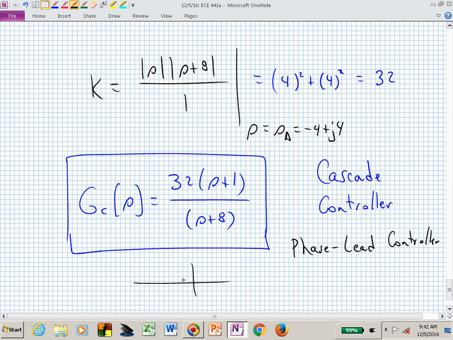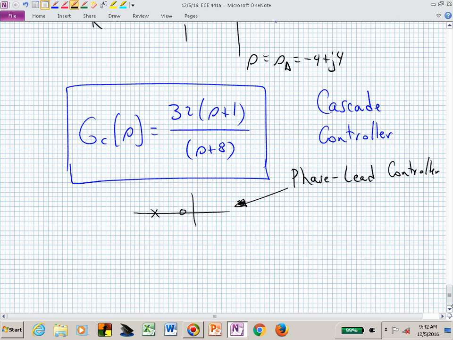We had a zero here and a pole there. That's the phase lead structure. Phase lag is just the opposite orientation of the pole. A classical phase lag is a PI controller, and that has a pole right at the origin, and then a zero in the left half plane.